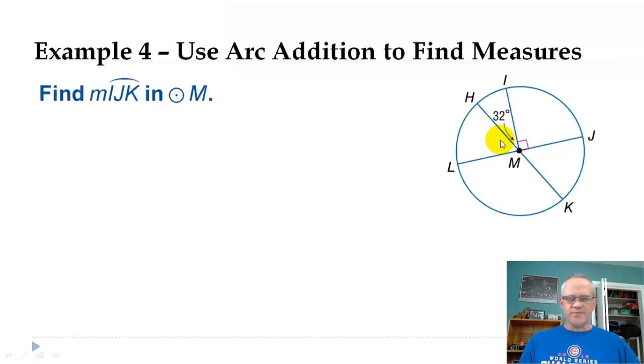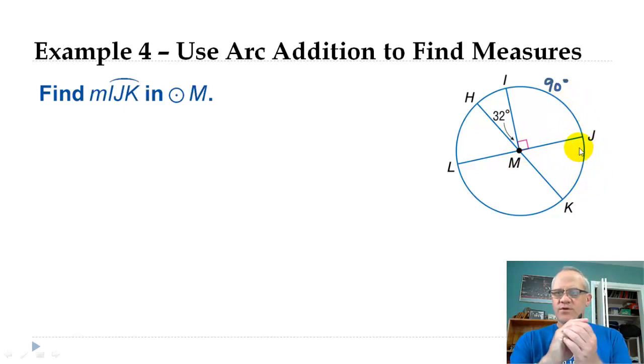Let's just look at an example here. We want to find the measure of IJK. So we want to find the measure from I to J to K. We want to find this arc out here, which is a combination of two different arcs, IJ and JK. Let's write this in here. This one is 90 degrees on the central angle, so we know that the arc is going to be 90 degrees. So all we have to do to find IJK is find JK, and then we can just add these two together.